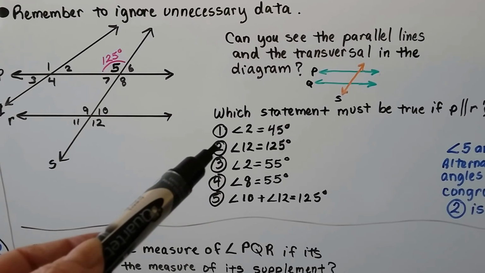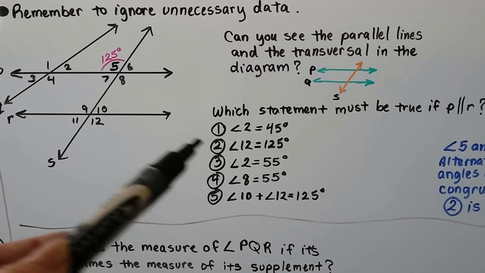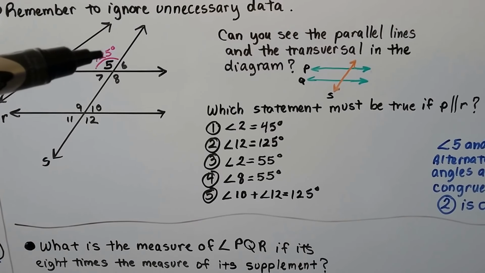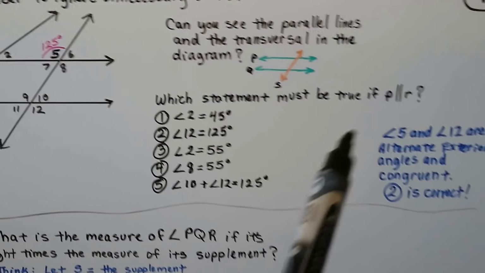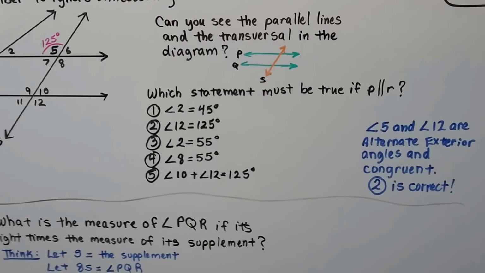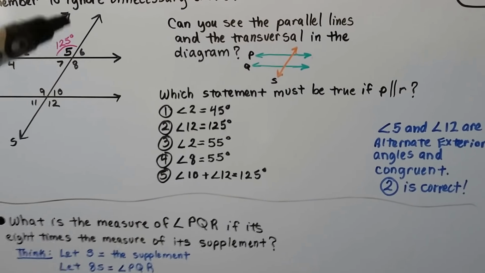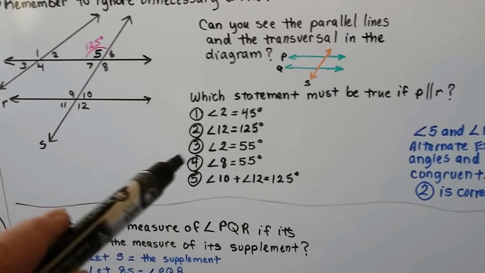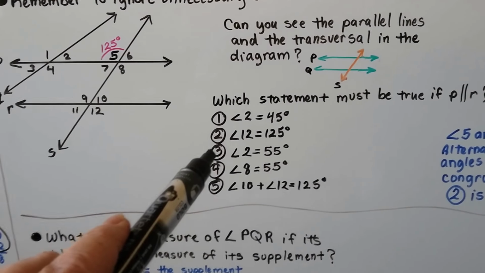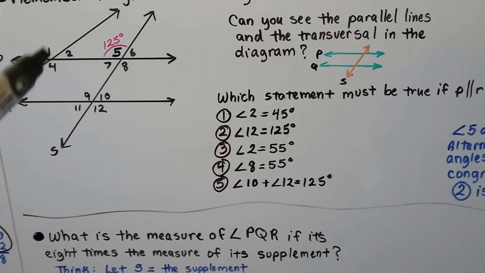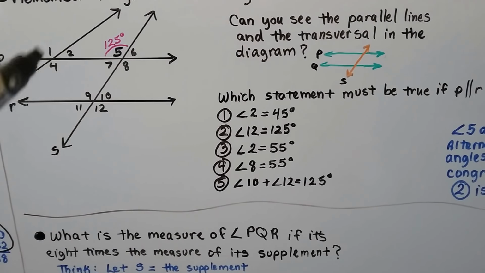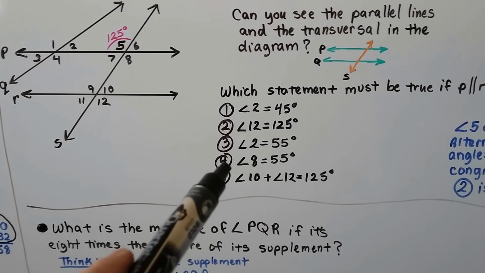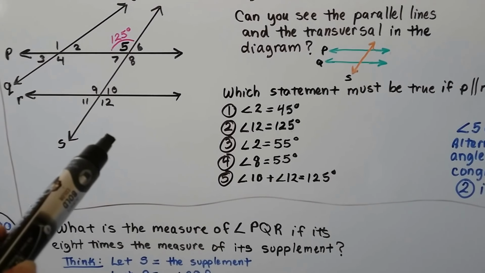Number 2 says angle 12 is 125 degrees. Well, here's angle 12. We know angle 5 is 125 degrees. And you know what? Angle 5 and 12 are alternate exterior angles, which means they're congruent. So number 2 is correct. If we look at the other possible choices, it's saying number 3 is 55 degrees. Well, we still don't know if that's true or not because we don't have any vertical or supplementary angles to help us answer that. Number 4 says angle 8 is 55 degrees.